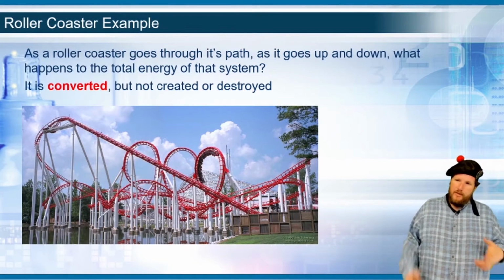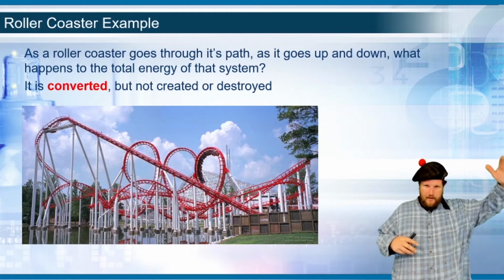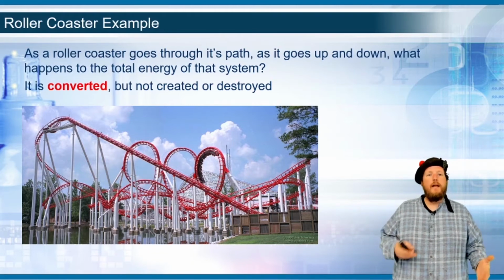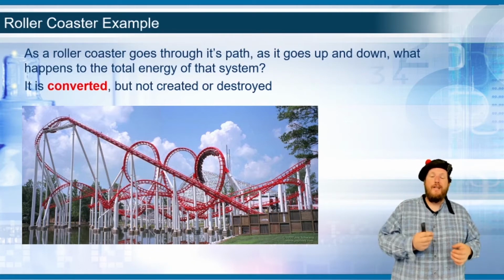Roller coaster example. So this is the typical physics example. It says that as a roller coaster goes through its path, it goes up and down. What happens to the total energy of the system? It's created but not destroyed. Not created or destroyed, it's converted, not created.